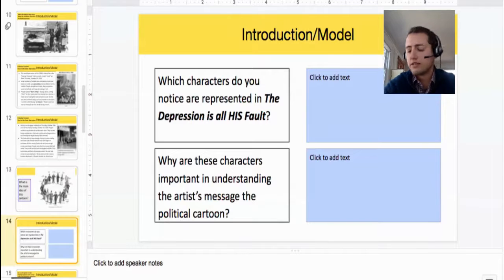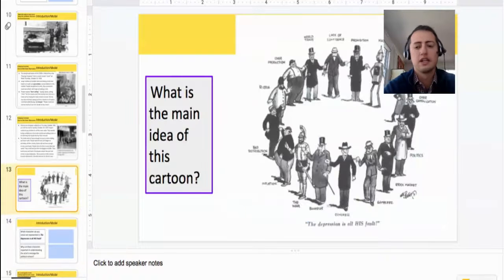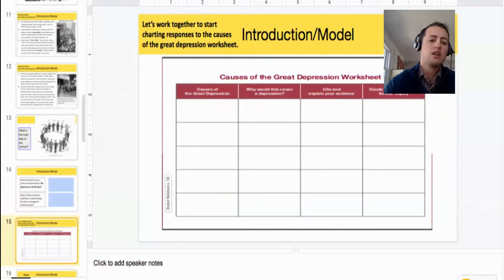At the end of the lesson, for the wrap-up, students are going to revisit the political cartoon. So they are doing this work, and then at the end of the lesson, they'll revisit it.